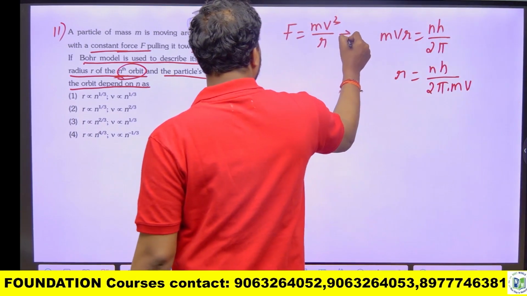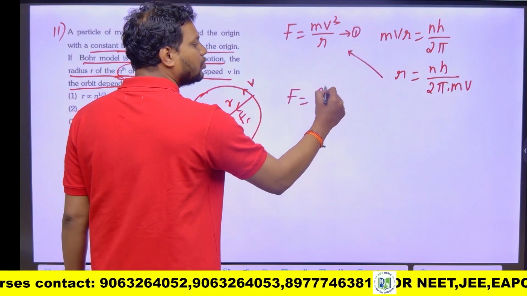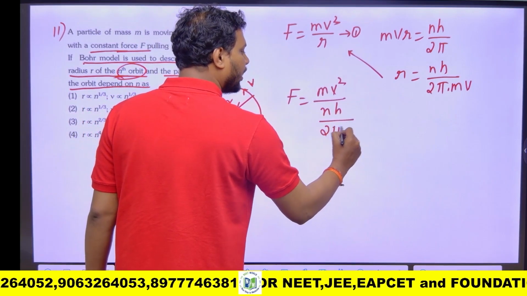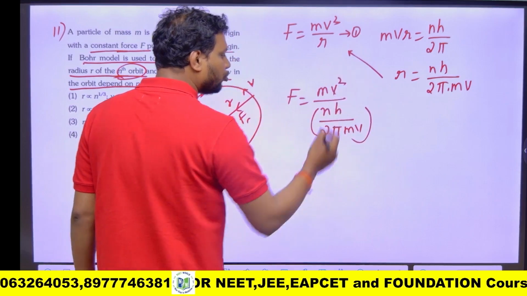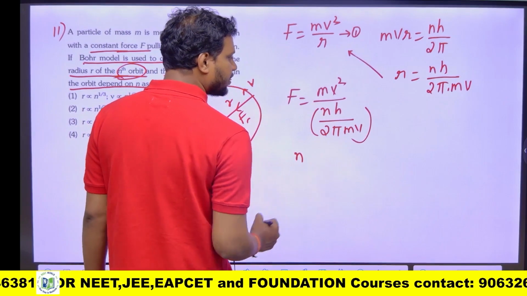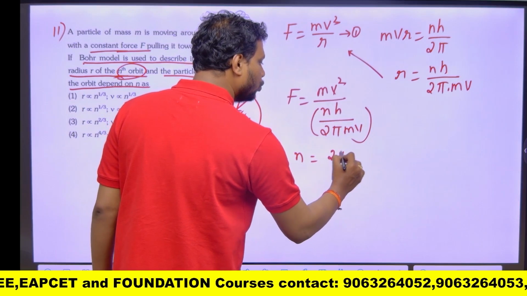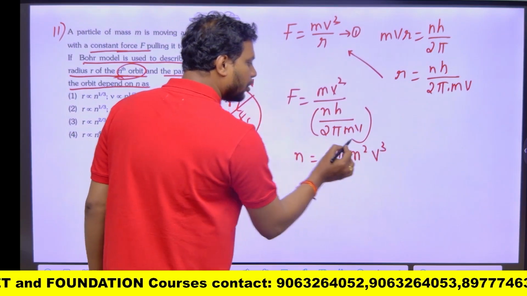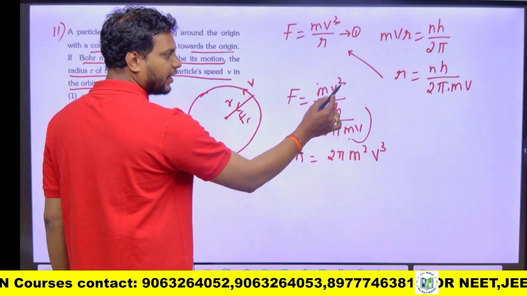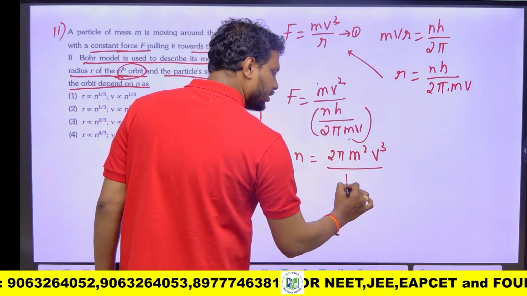Substitute this value in the force equation. If I substitute this value, then F is equal to mv square by r, where r is nh by 2 pi mv. So v goes to the numerator and I'll bring this n to the right side. Then n is equal to 2 pi m square v cube, because m into m is m square, and v square into v is v cube, divided by h into F.